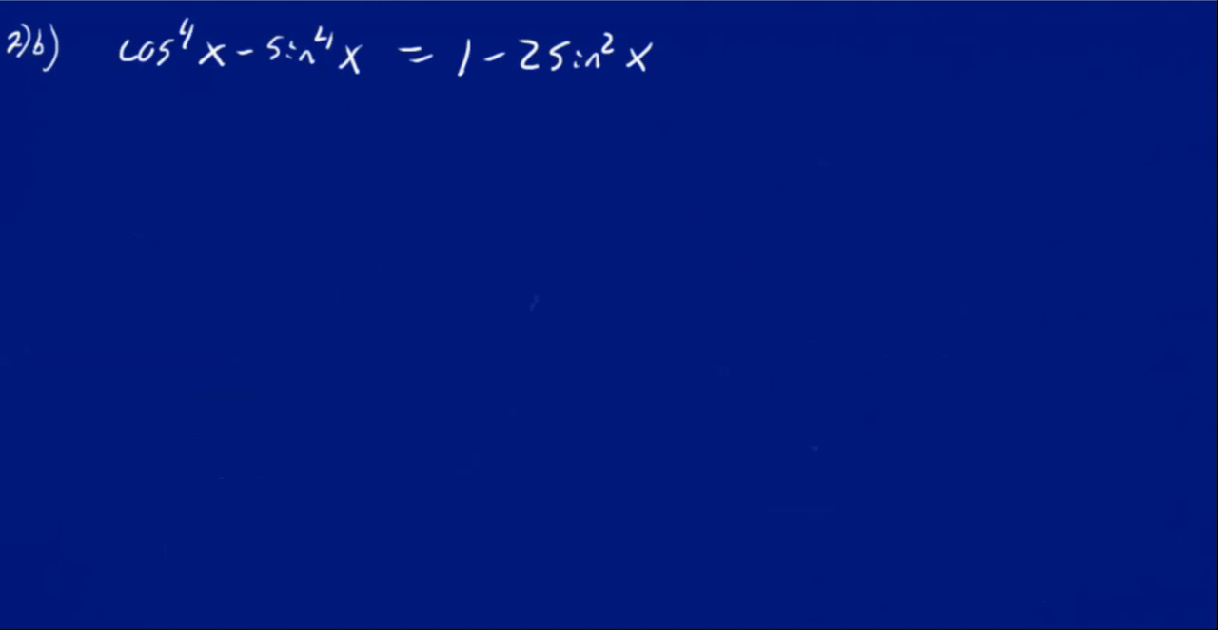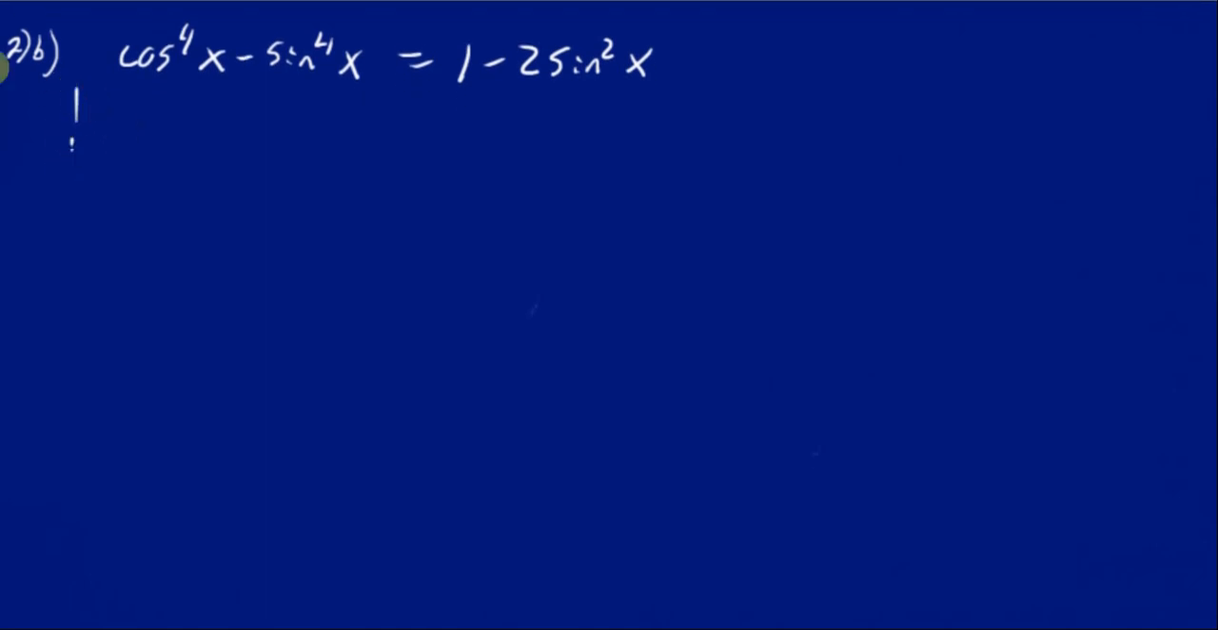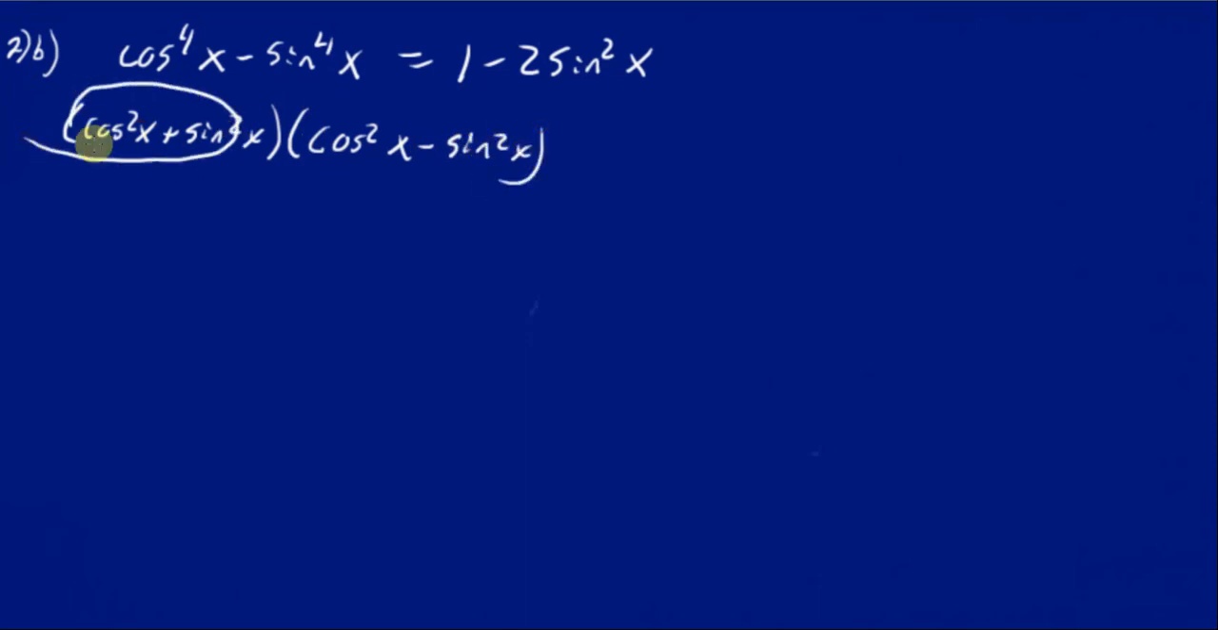Okay, 2b is the cosine to the fourth of x minus the sine to the fourth of x, and that's going to equal this guy over here on the right hand side. Immediately I see two terms, a difference of two squares, so I'm going to look at this and factor it, and that's going to give me the cosine squared of x plus sine squared of x times the cosine squared of x minus sine squared of x. We all know this is 1. So we're down to the cosine squared of x minus the sine squared of x.